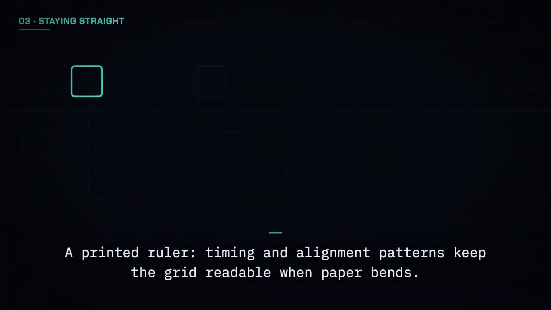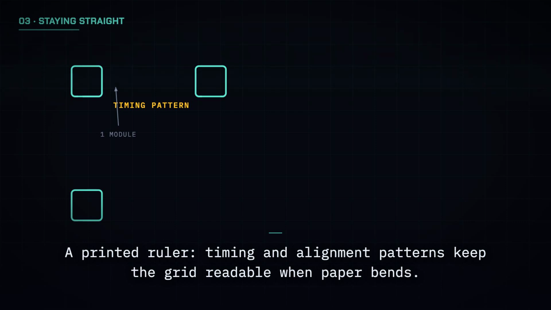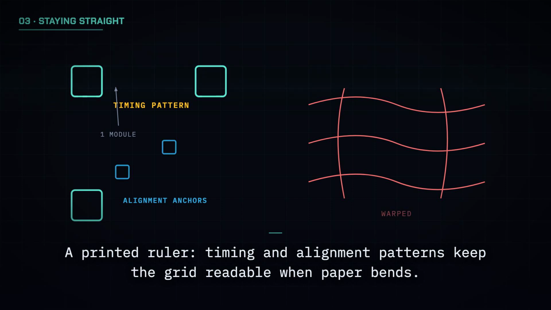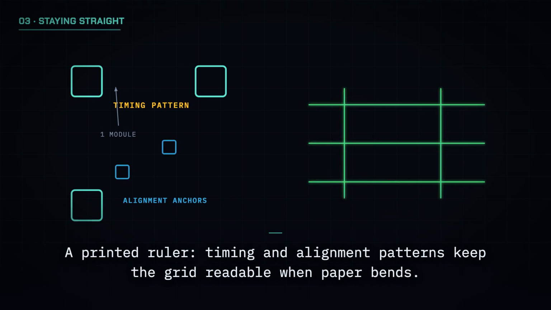Between 2 of the corner squares runs a thin dotted line, dark, light, like a ruler printed into the code. This is the timing pattern. It tells the software exactly how wide one module is and how many fit per row. Larger codes add small alignment squares scattered across the middle. If the paper is bent or the camera tilts, those anchors let the software stretch the warped image back into a perfect grid.